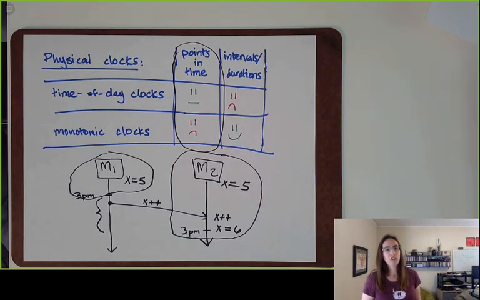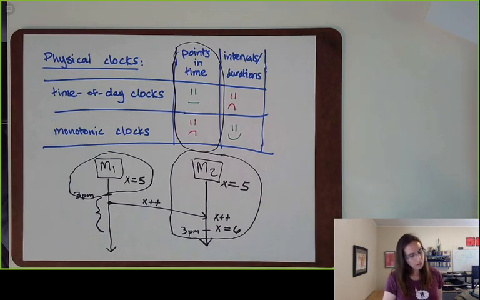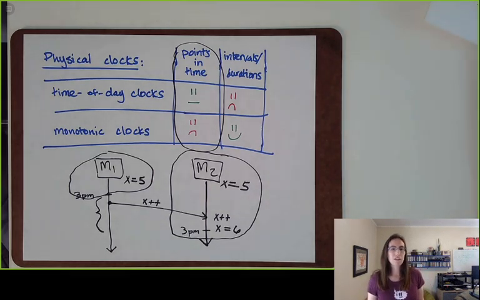So somebody just asked in chat, why is 3 p.m. different for the two different machines in time of day clocks? Well, it's because even if we're using something to synchronize clocks like NTP, it can't necessarily be perfect, right? So machines are going to disagree.